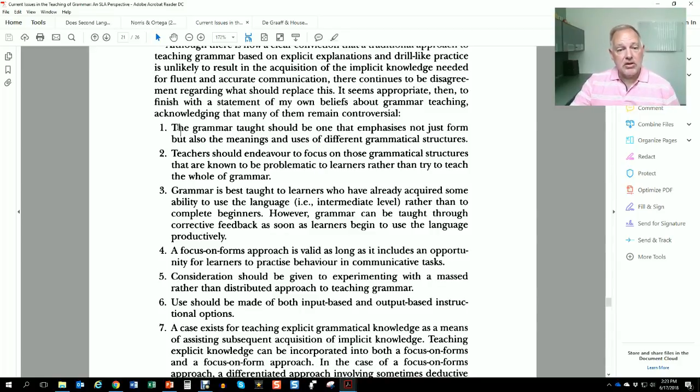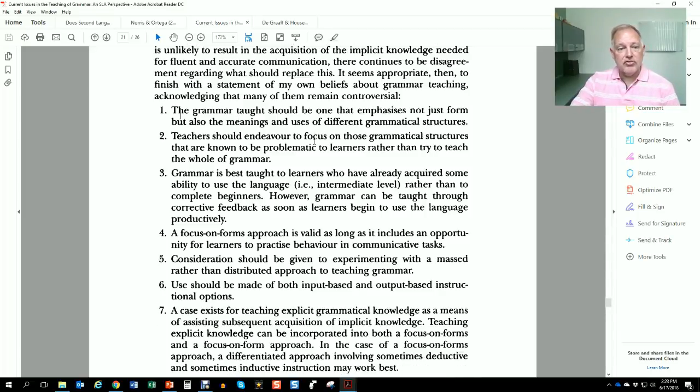The grammar that should be taught should be one that emphasizes not just form, but also meanings and the use of different grammatical structures. Teachers should endeavor to focus on those grammatical structures that are known to be problematic. So again, that's what I'm trying to do on this course, is to isolate those ones that are difficult for you as learners, right? Not teach the entire grammar. In other words, some type of needs analysis might be necessary. Grammar is best taught to learners who have already acquired some ability to use the language.